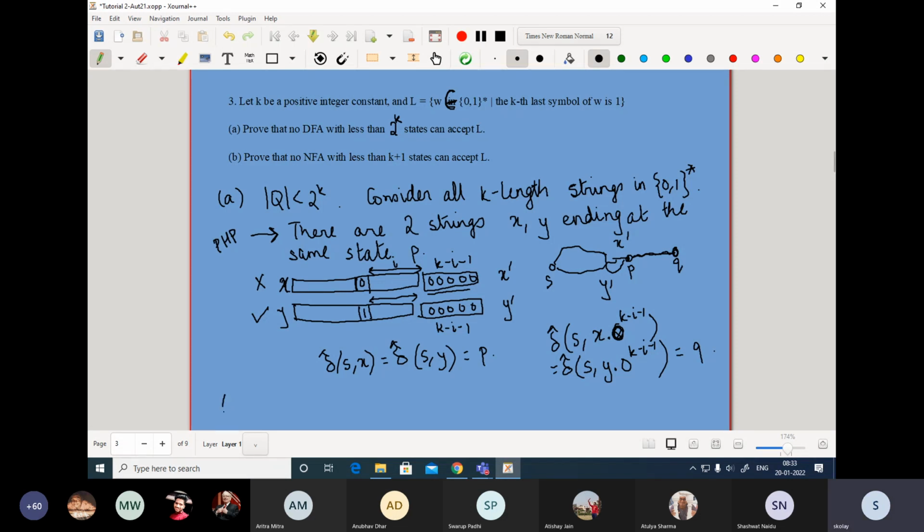Okay. So then let's move on to part B, where you have to prove that no NFA. So we saw an NFA with k plus 1 states accepting this language L. We saw it for when k was equal to 5, but we know how to construct an NFA with k plus 1 states. The question is, can you prove that we cannot reduce the number of states and accept the same language by any NFA? So now for NFAs, you don't have single paths. You can have multiple paths.